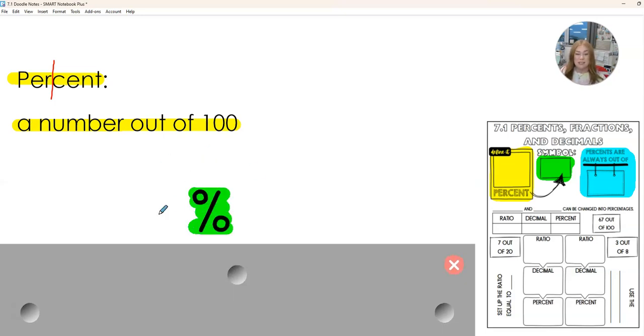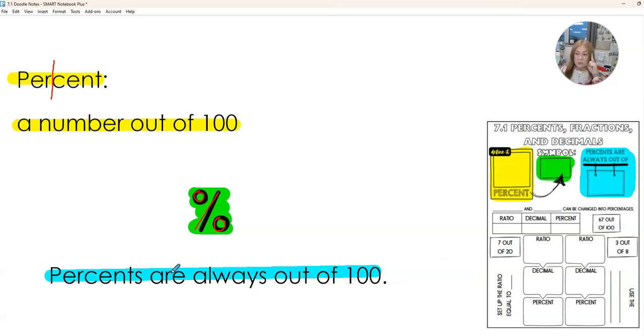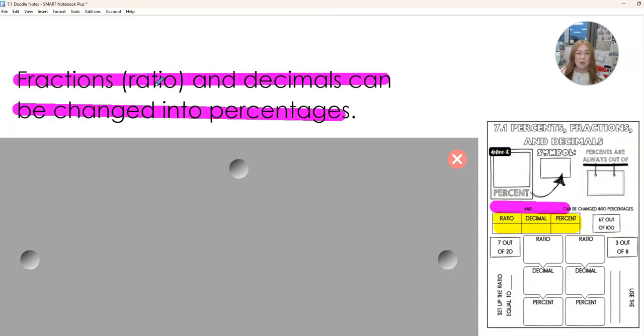And we use this symbol to write percent. I can remember that because here's my 100, 2 zeros, 100. So we need to remember that percents are always out of 100. Every single time we are talking about a percent, it means 100. So we can actually make fractions or ratios, same thing, and decimals into percents. They're all the same thing.